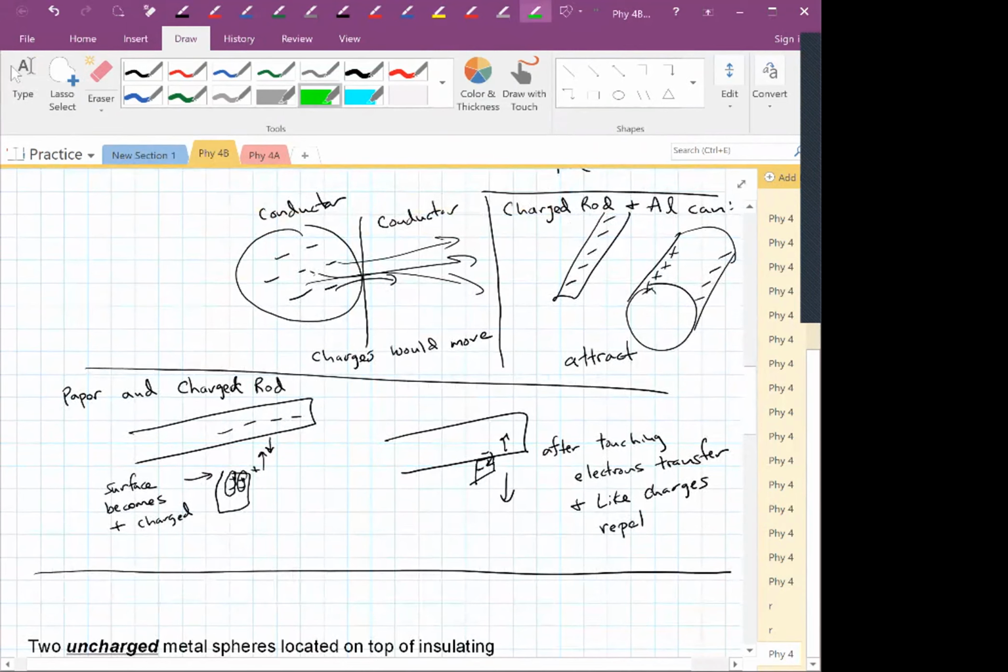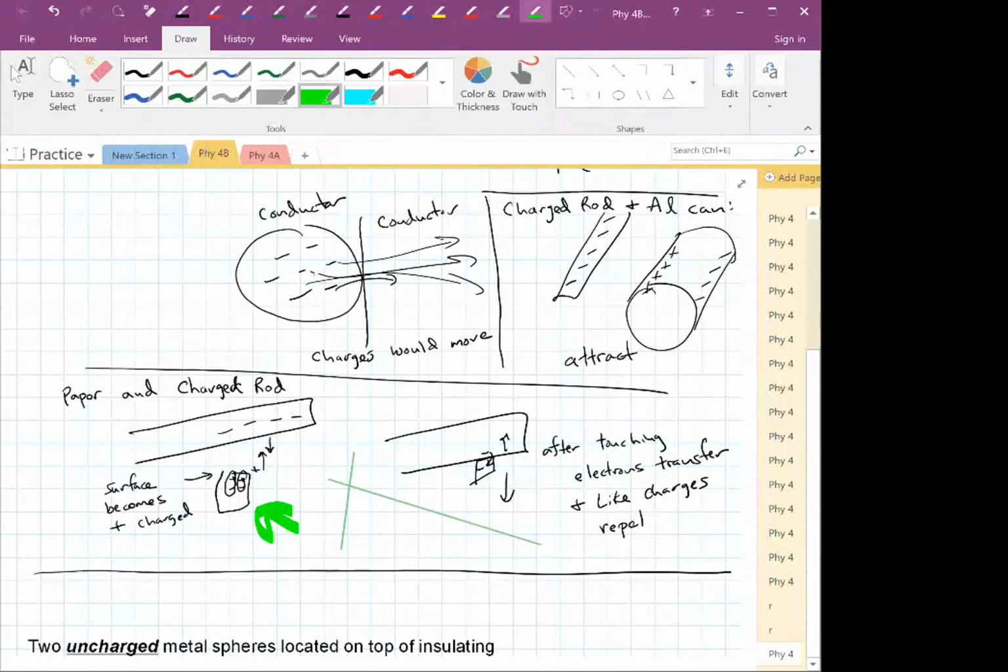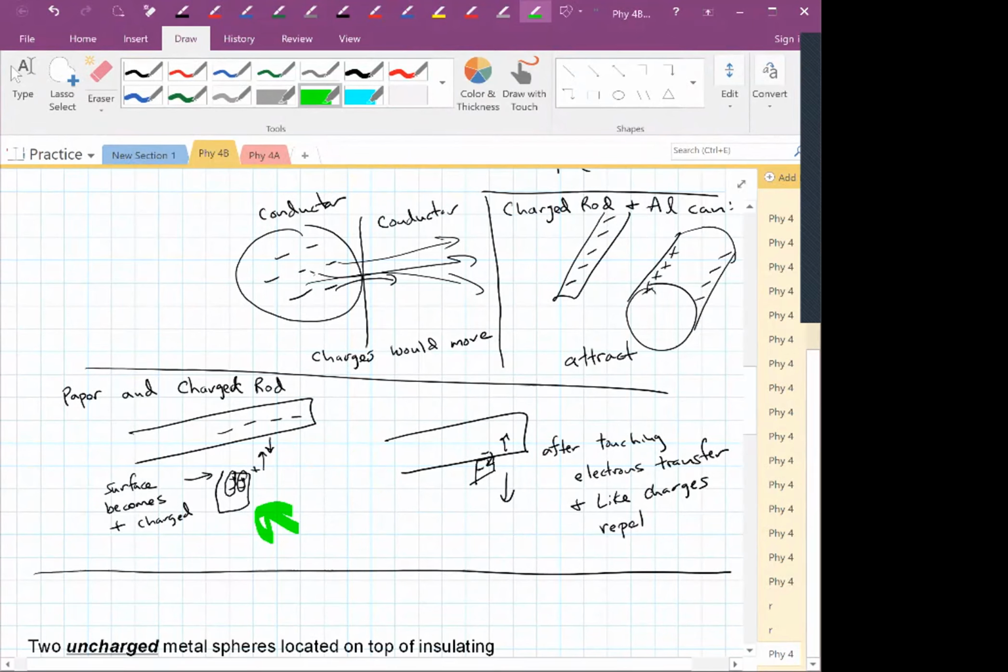And that's what happened here with the paper. We got an attractive force. The atoms and molecules, it's an insulator, so the electrons couldn't move away like they did with the aluminum can, but they could polarize a little bit and make the surface slightly positive, and that caused the paper to attract.